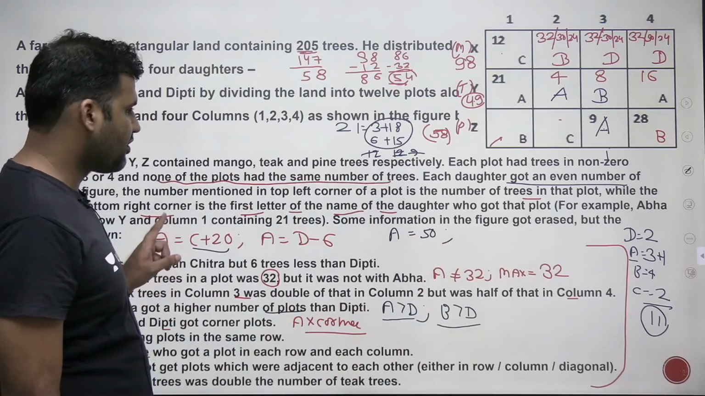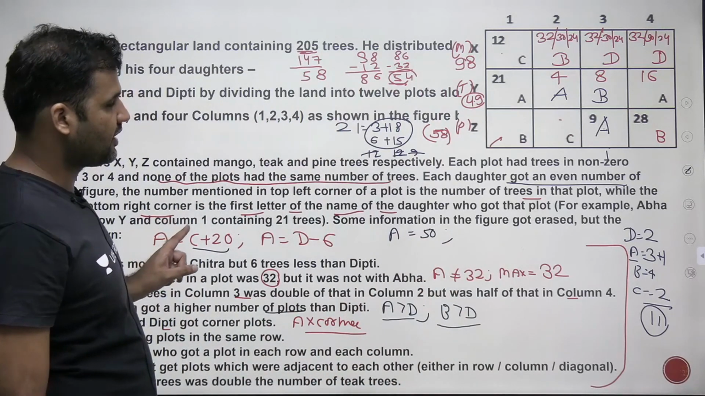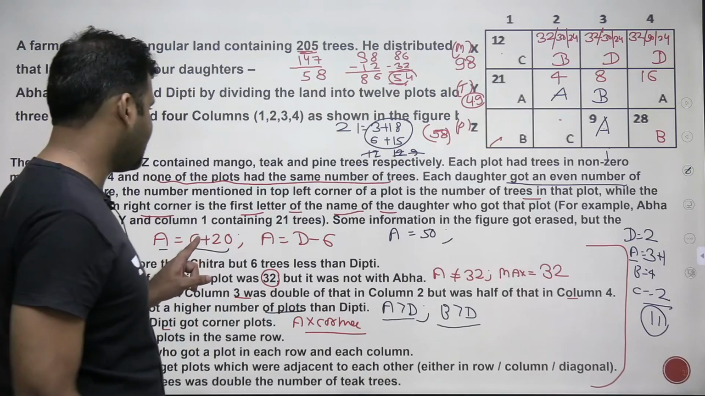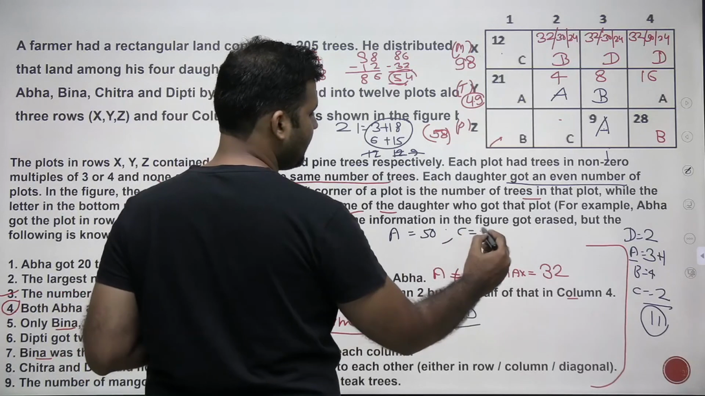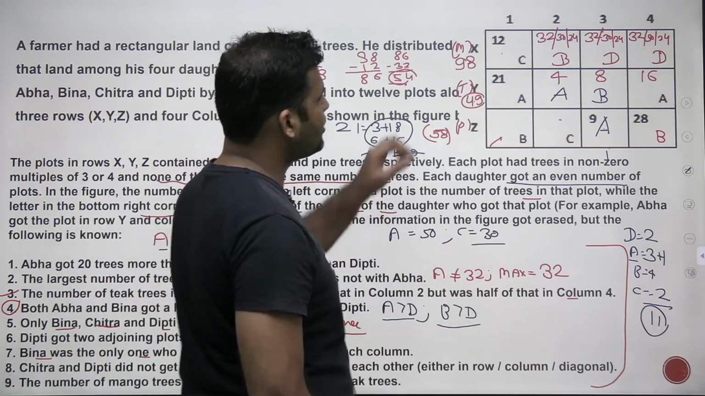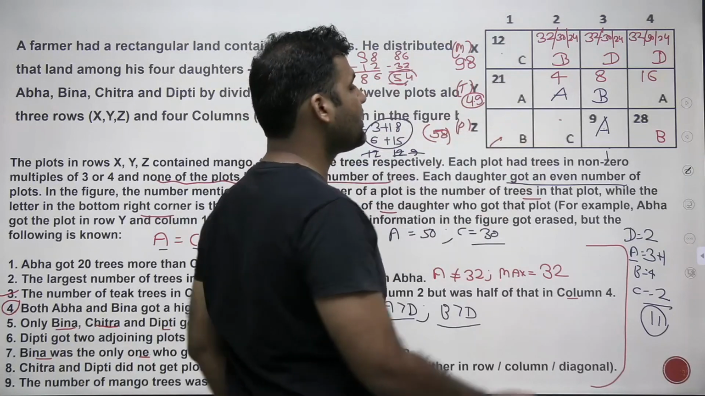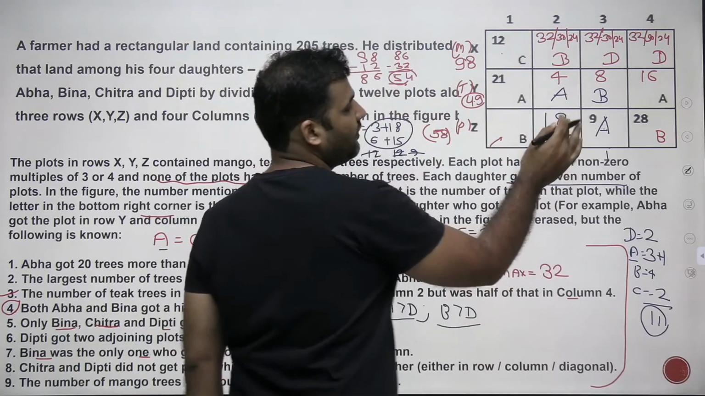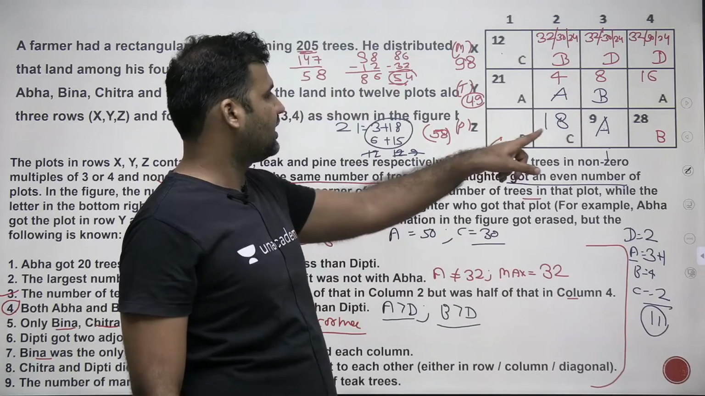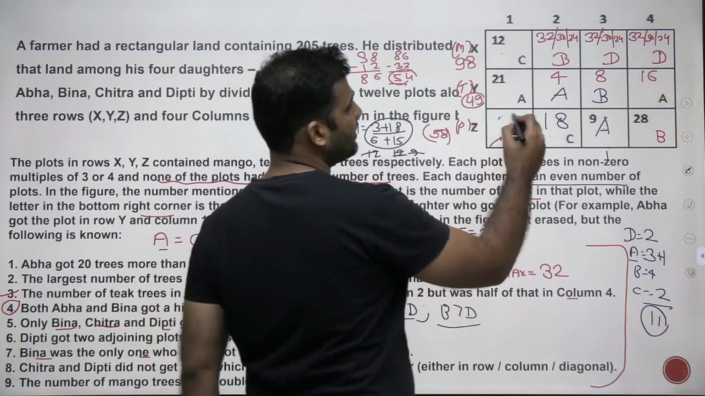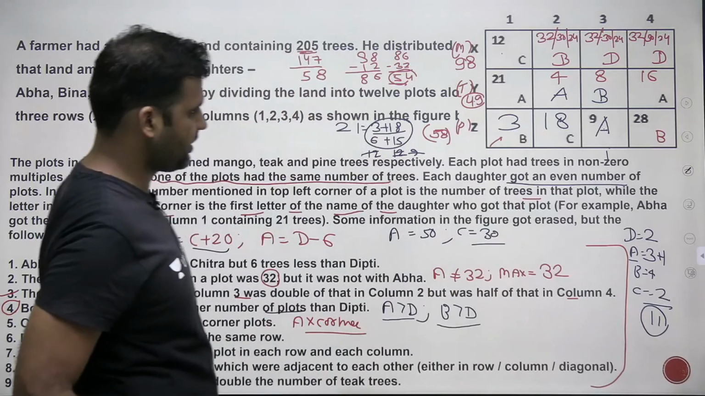And the number of trees with Abha is 50, which is 20 more than C. So can I say C must be getting 30? Now if C is getting 12 here, that means this plot must be having 18 trees. Now if this has 18 trees, then to make this 18, I need to take a case of 3 and 18. So this will be having 3 trees, right?